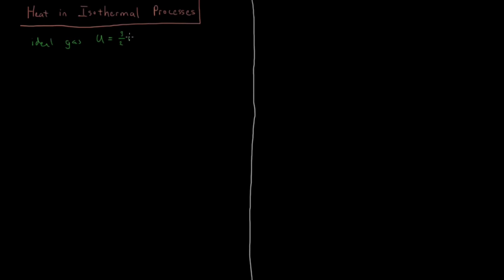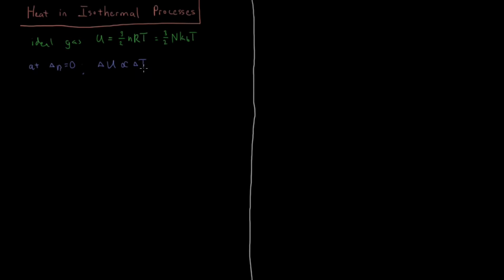Nonlinear polyatomic would be 6/2, or 3, times nRT, which we know is also equal to the number of particles times the Boltzmann constant times temperature. But the point being that if we have a constant number of particles, then the only other state variable that the energy depends on is T. So at a constant number of particles, the change in the energy for a system would be directly proportional to the change in the temperature.